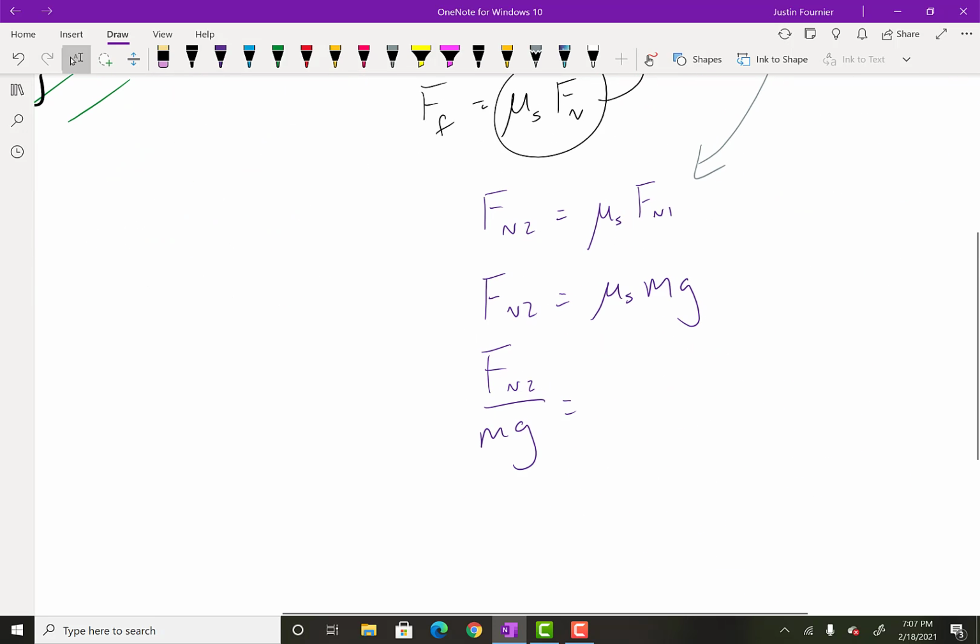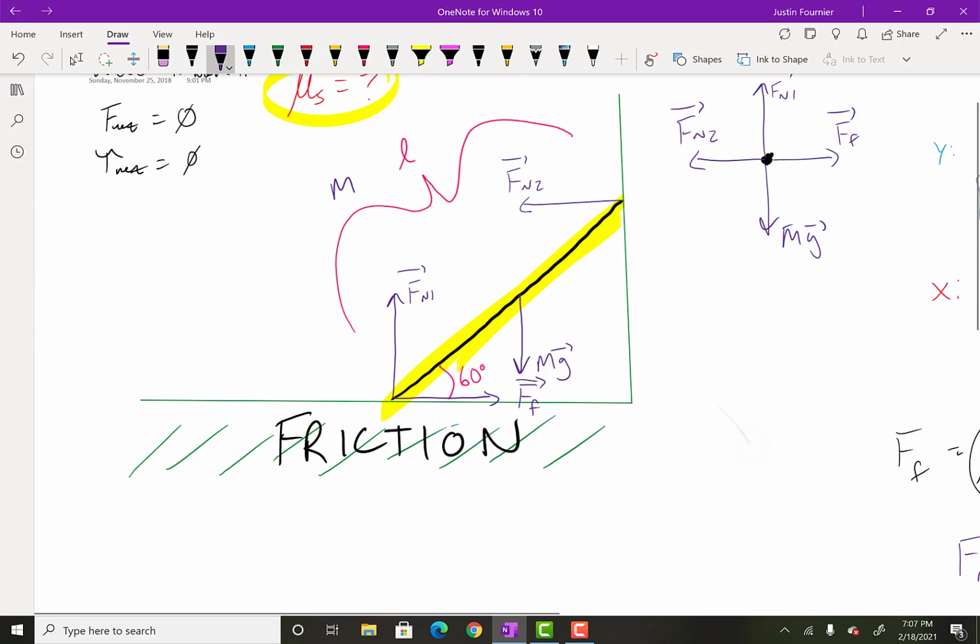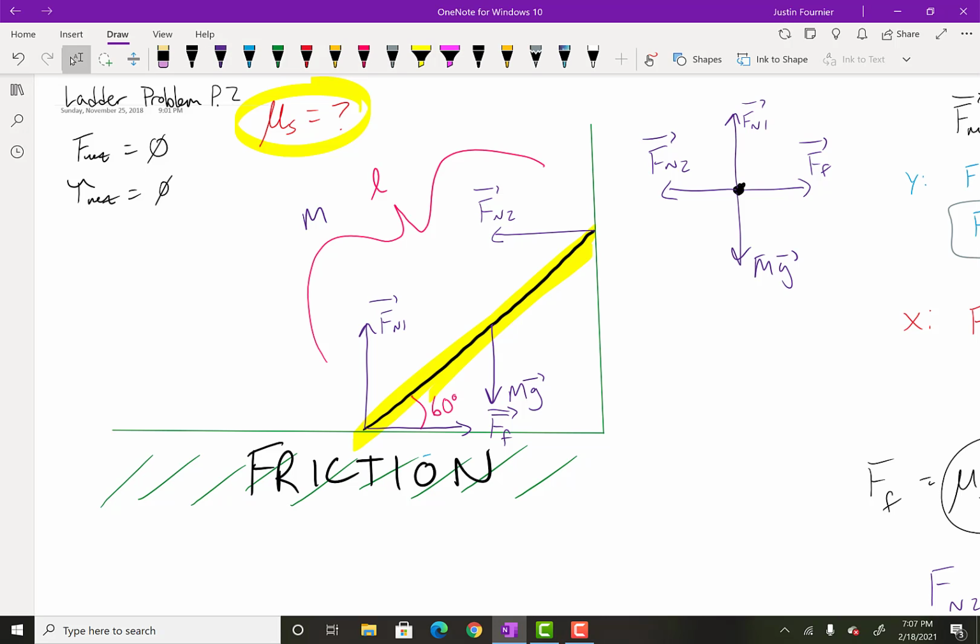So, and then, yeah, mu s like that. So lastly, the only other thing I need to worry about here, so I know M, I know L. So how can I get this coefficient of friction? Oh, and I know theta as well here is 60 degrees.